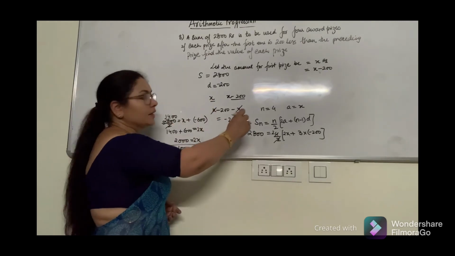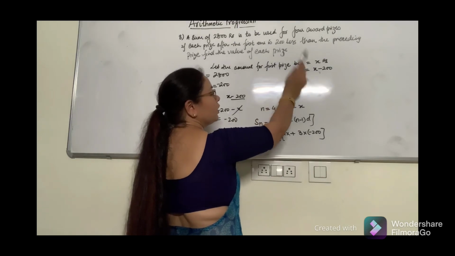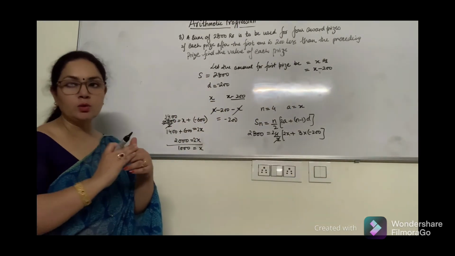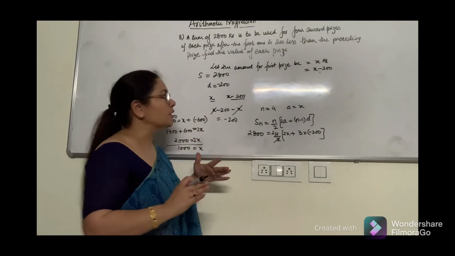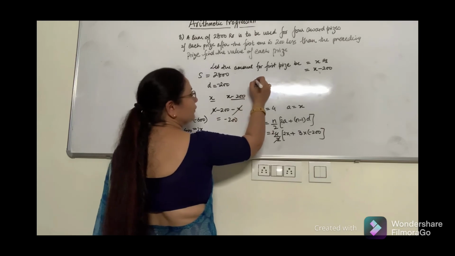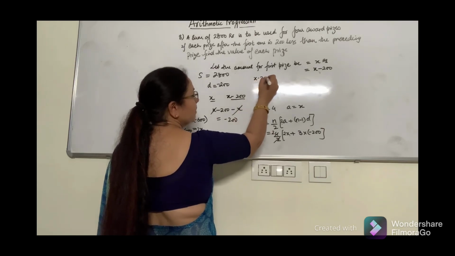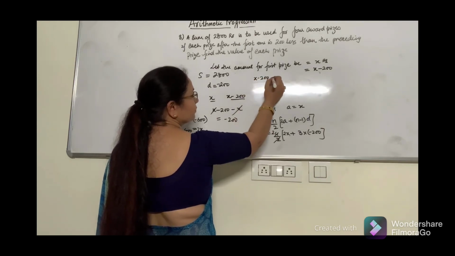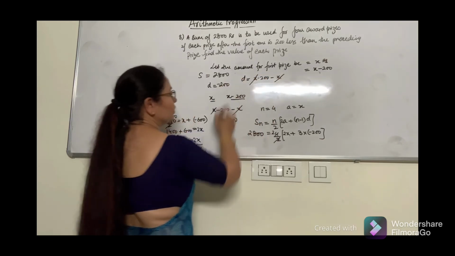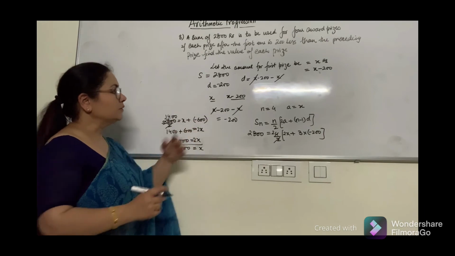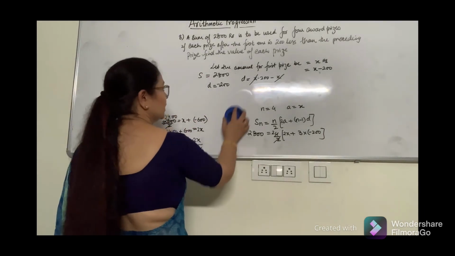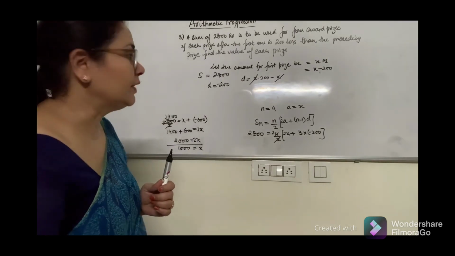So the common difference is minus 200. How? If I keep the first prize to be x rupees, then I have to keep the second prize at a lesser amount, that is x minus 200. When we calculate the common difference, we do second term minus first term, so d is minus 200.